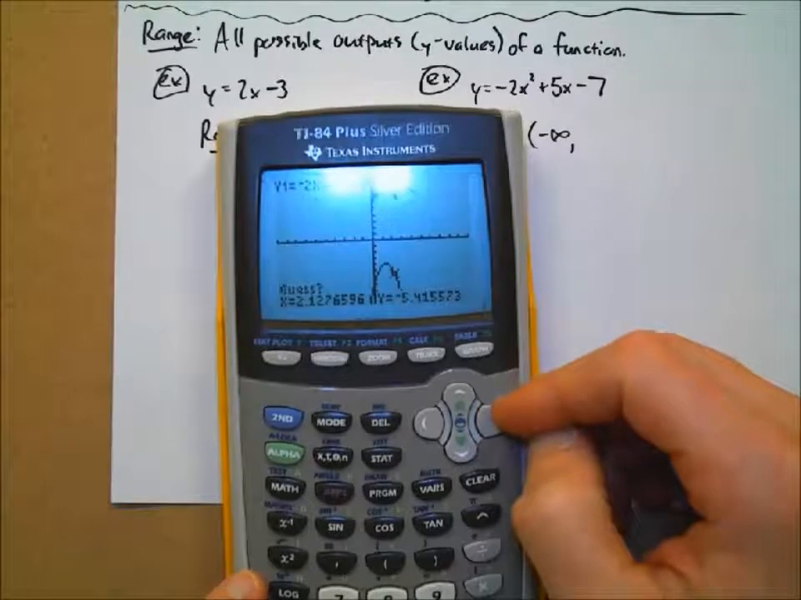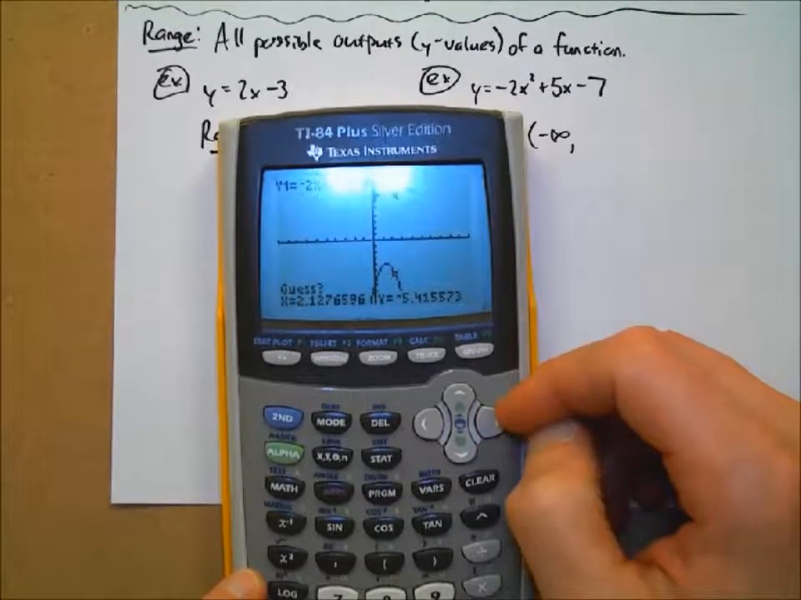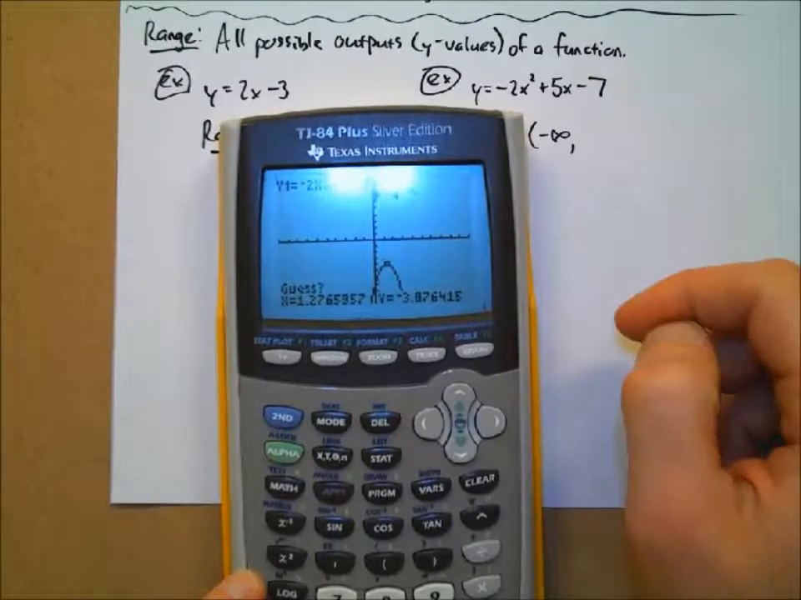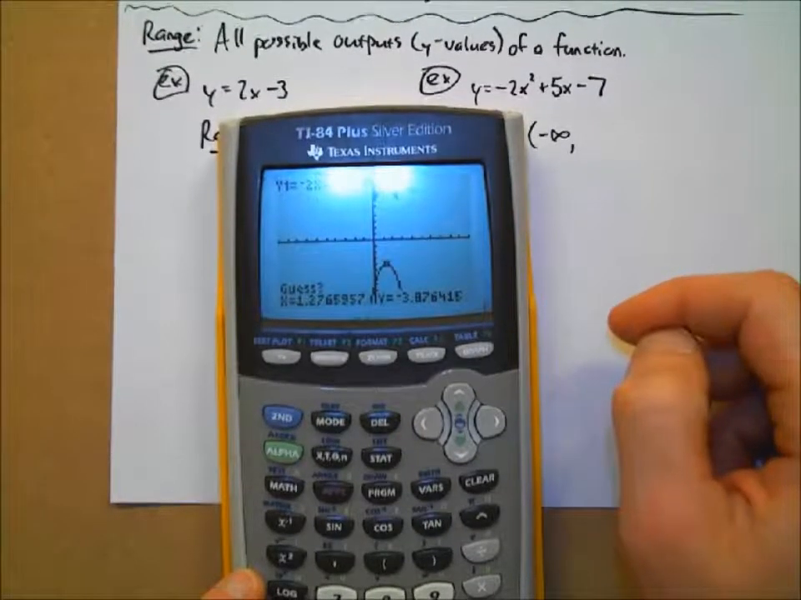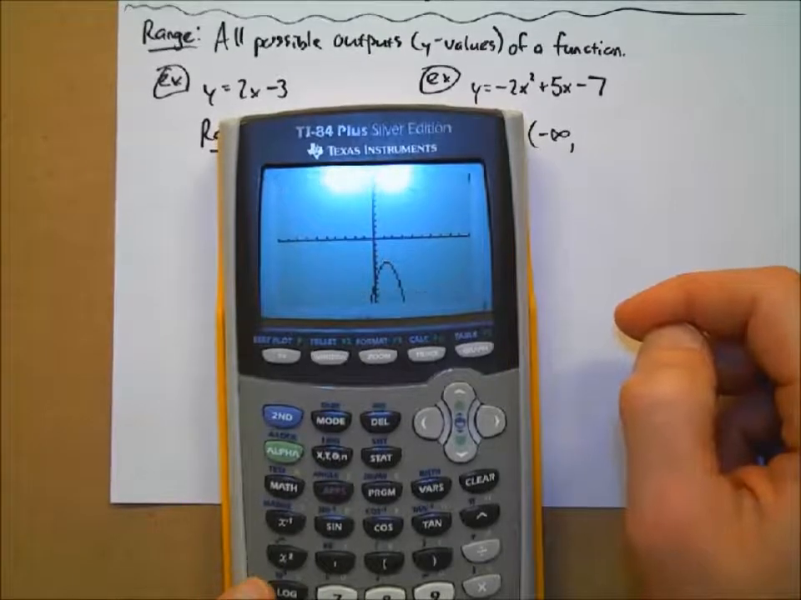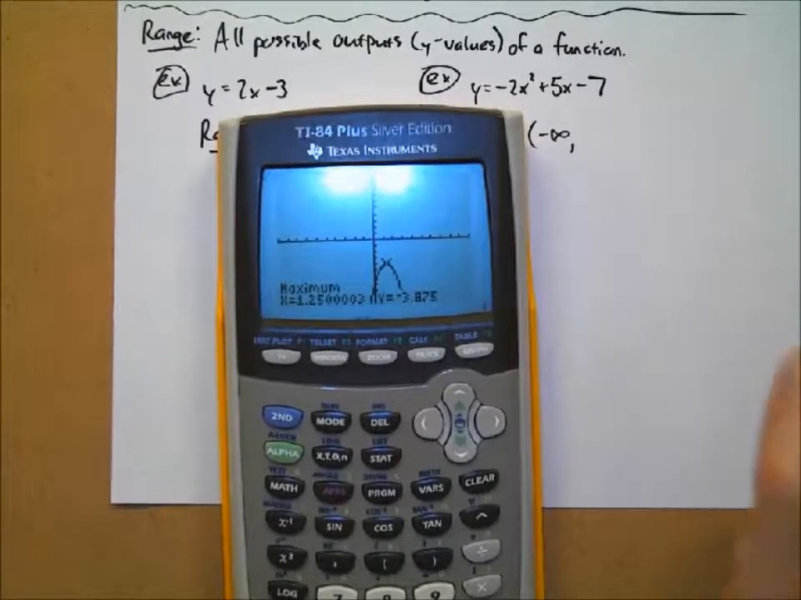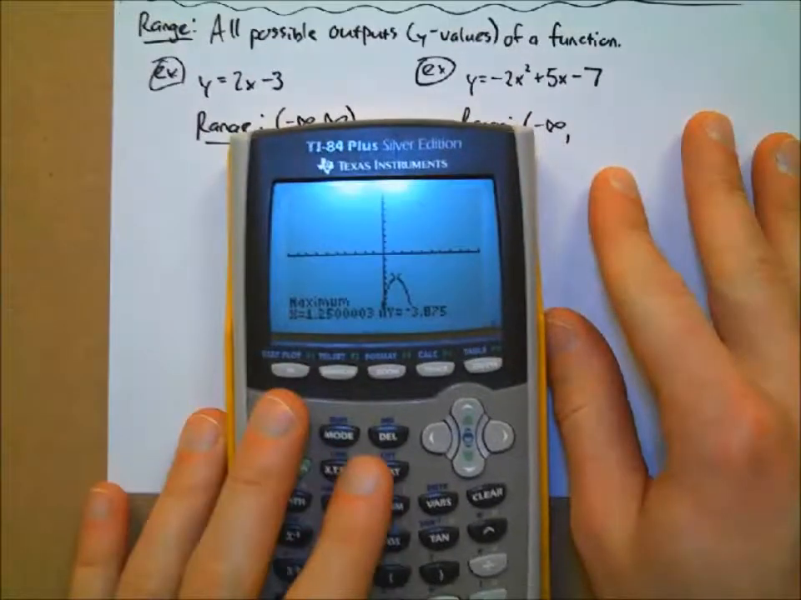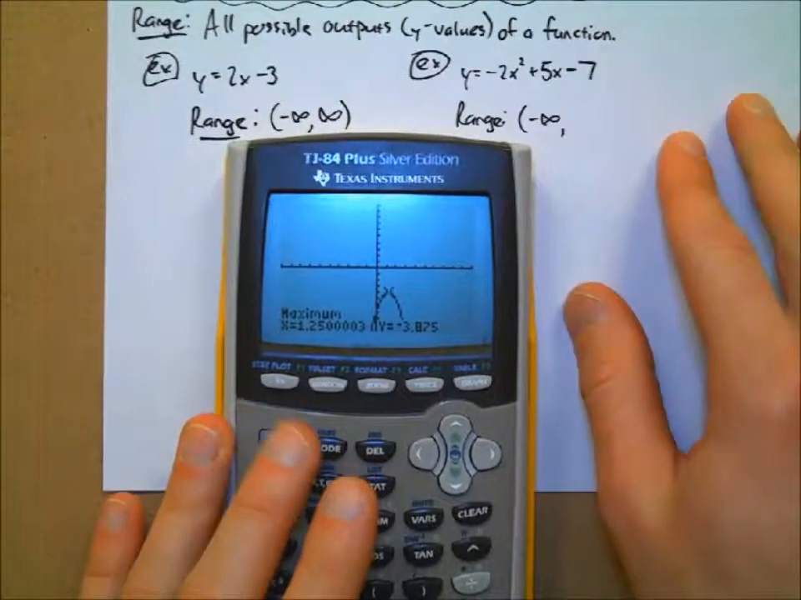And then guess. The idea of a guess is that you're supposed to kind of move the cursor in towards where the maximum is, so that way your calculator just gets a better idea of where it is. And you hit enter one more time. And then boom. So the range for this graph, according to our calculator, is going to be from negative infinity to what value?